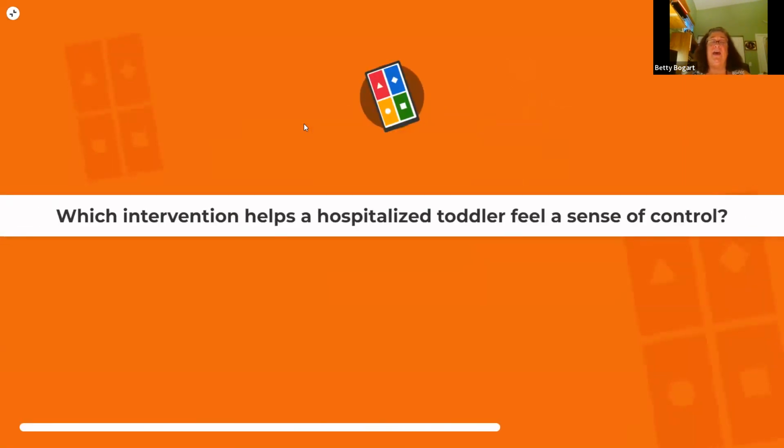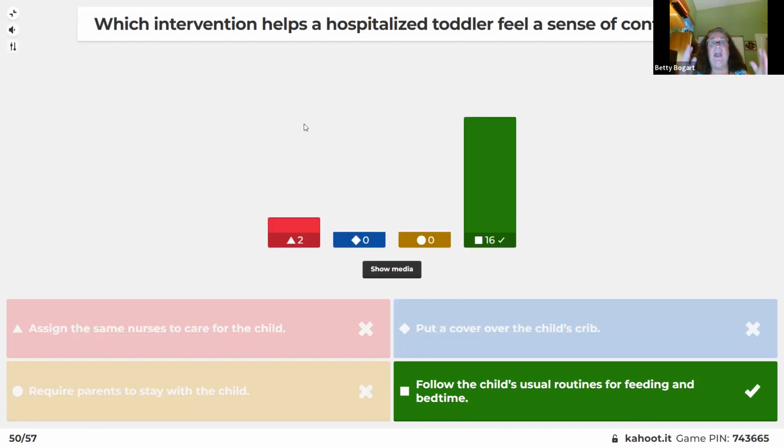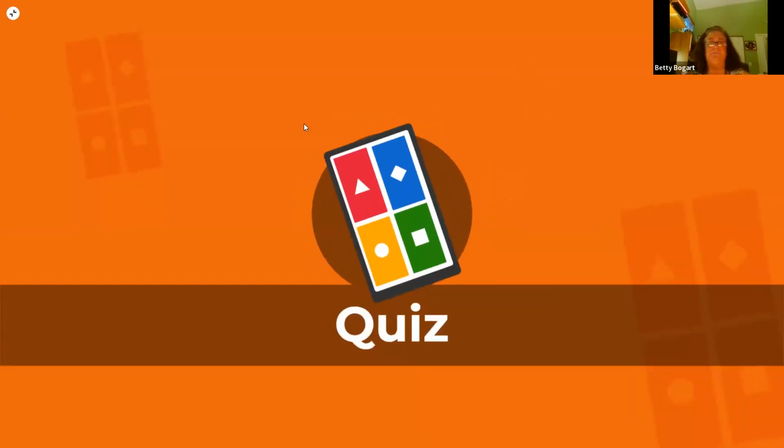Which intervention helps a hospitalized toddler feel a sense of control? What do we know about sense of control in toddlers? What do they like? They like rituals. They like to know the same things are coming all the time. They eat the same time, they nap the same time, they bathe the same time, and hopefully we'll get the foods the same, if the diet allows. It's a ritual. Toddlers love rituals.